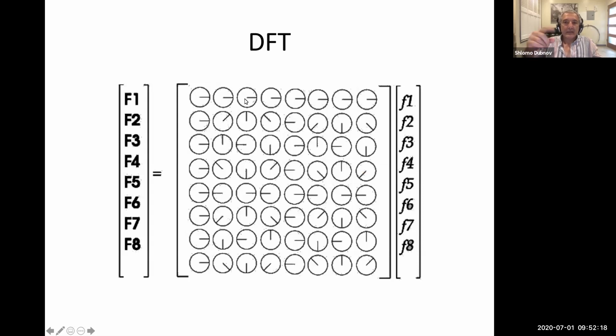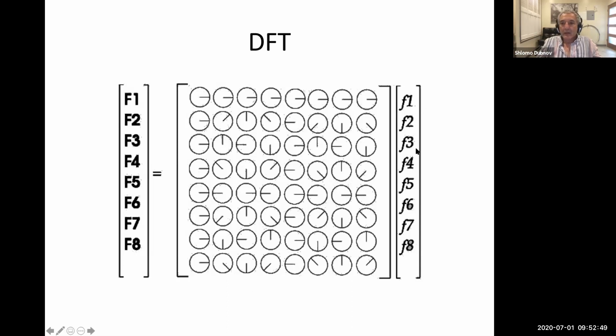And this matrix is made of the powers of that Wn. So Wn to the power of 0, all of that will be these samples. At the power of 1, we actually move by 45 degrees. At the power of 2, we move by 90 degrees. At the power of 3, we move by 135 degrees, and so on. So these are really just complex numbers that create this matrix.